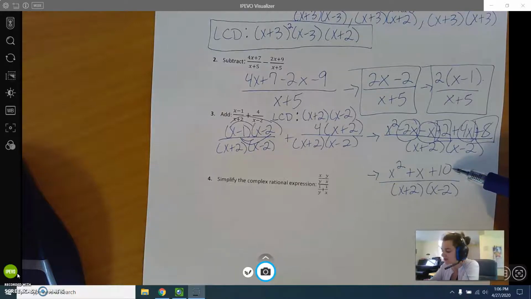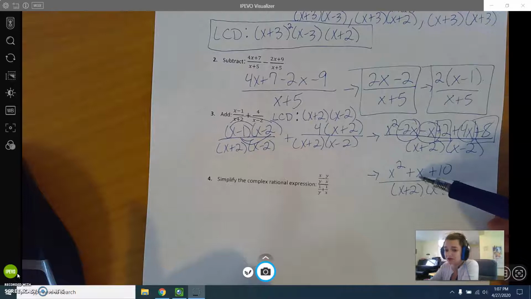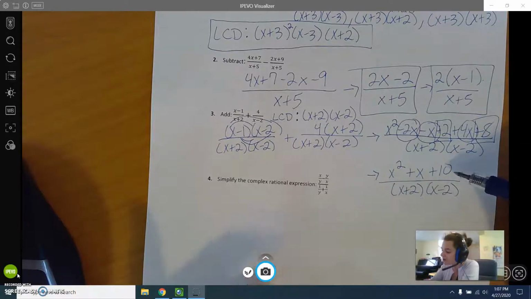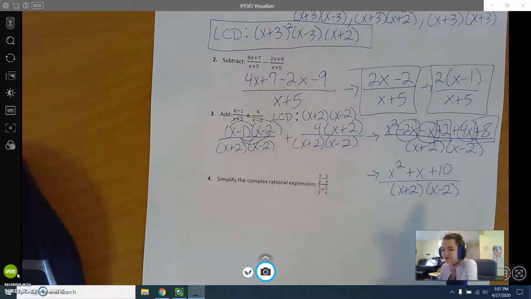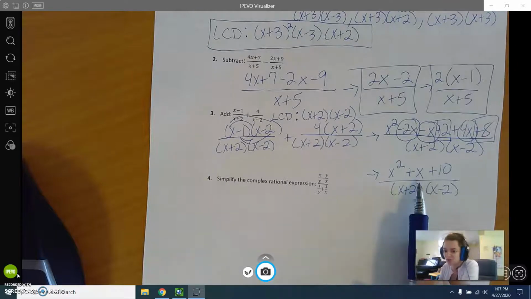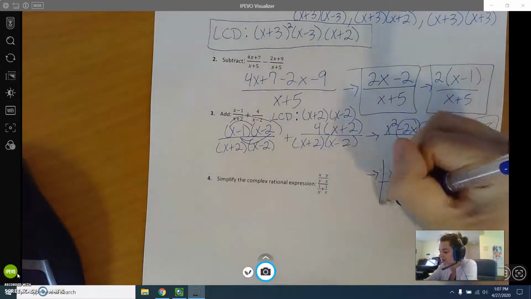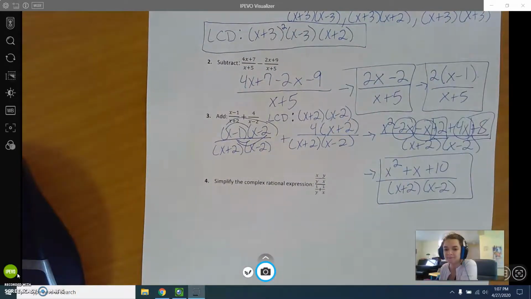Because if you think about factors of 10, you're looking at either 10 and 1, which is not going to give you a 1 in the middle. That'll give you an 11 in the middle. Or you're looking at 5 and 2, which would give you a 7 in the middle and not a 1 in the middle. So it doesn't factor at all. So we are done. Okay.